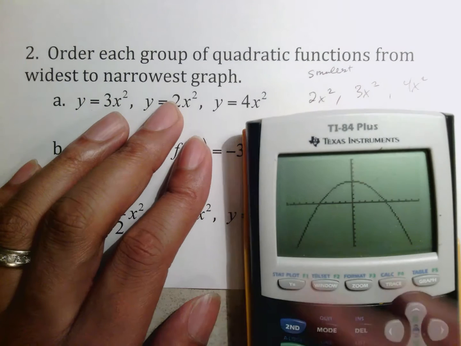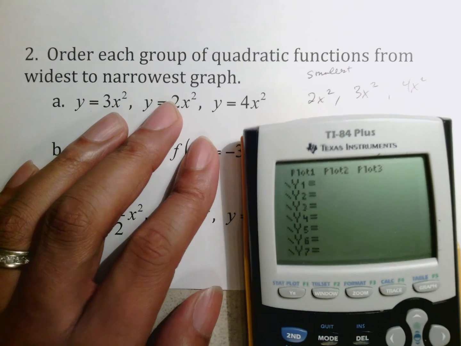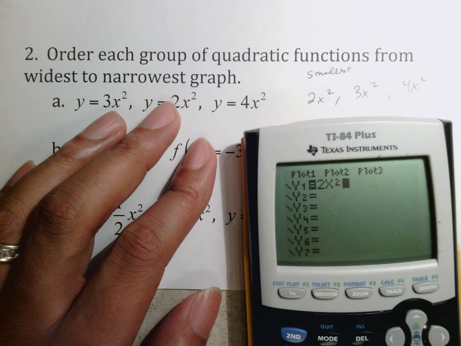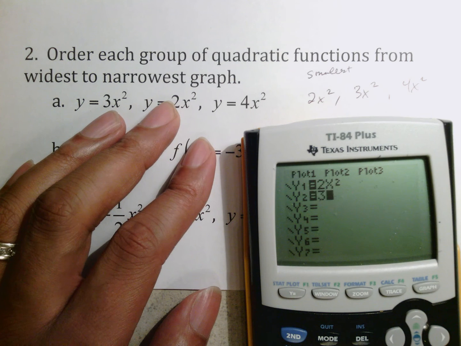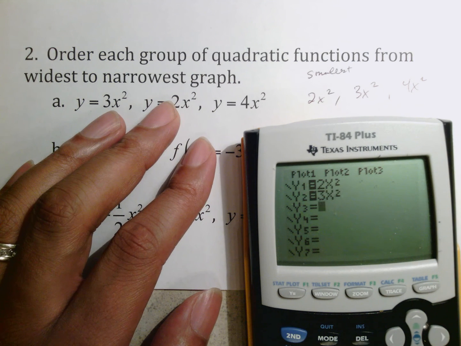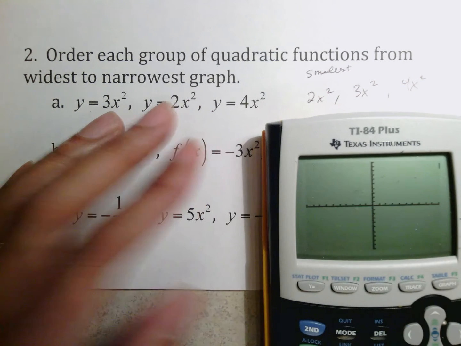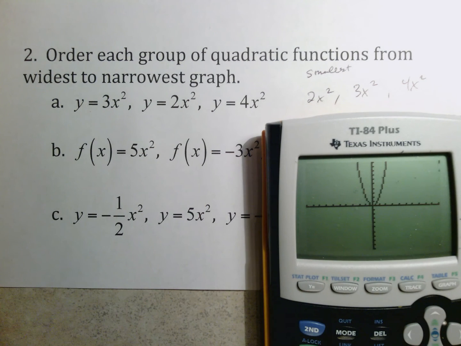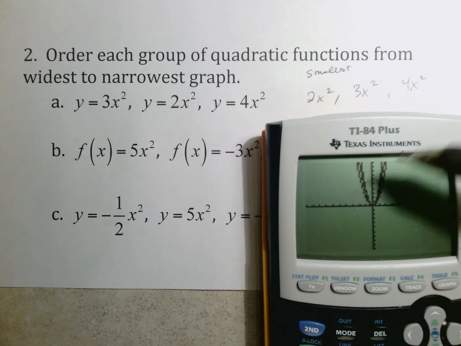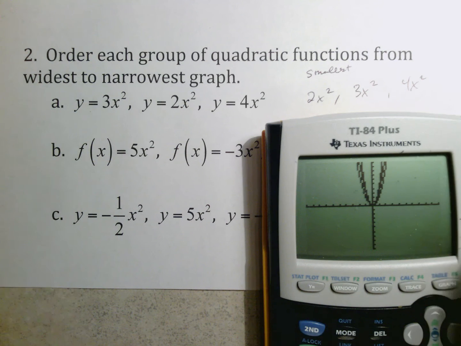Let's just check real fast. 2x squared, 3x squared, and 4x squared. And again, this should get wide to more narrow as we go. So 1, 2, and 3. Notice how it just kind of stacked on the inside, but yes, that is what we're looking for.